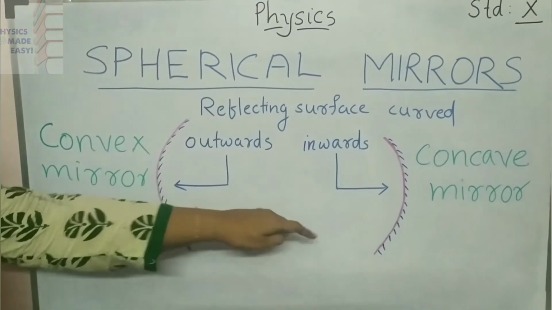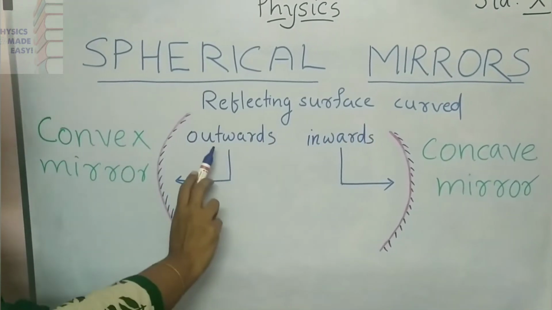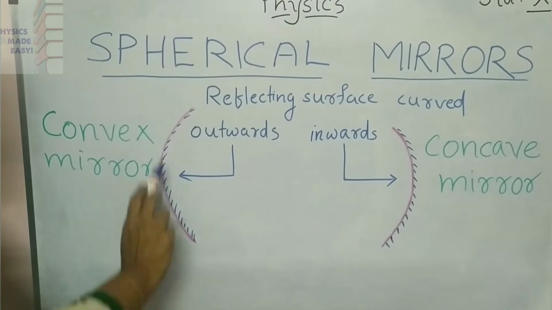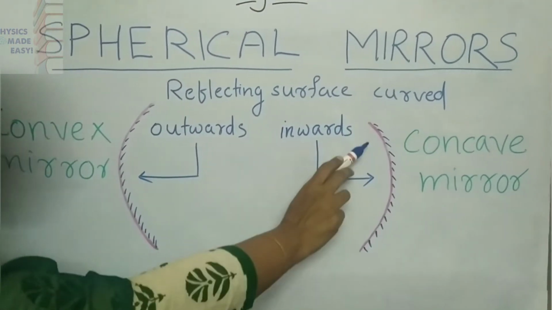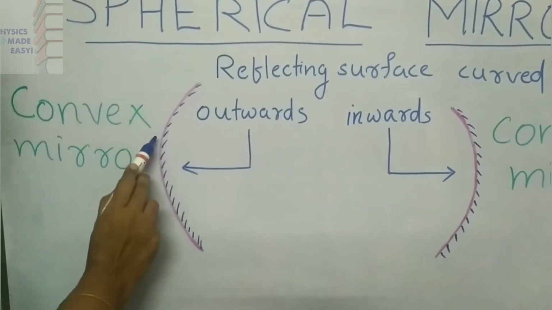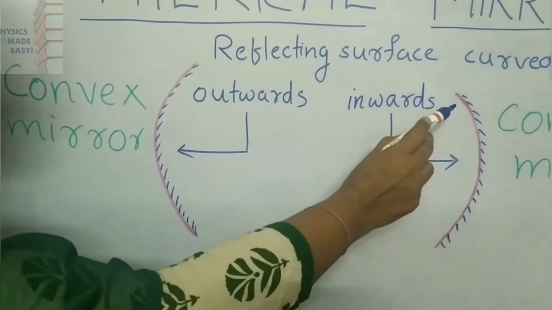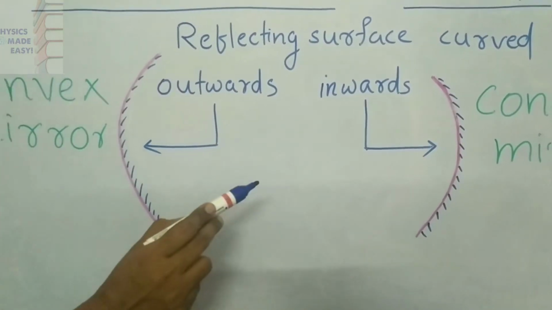Here you can see two types of mirrors. Here it is written as reflecting surface curved outwards. Here the reflecting surface is curved outwards, and in this case the reflecting surface is curved inwards. Highly polished surface is curved outwards. In this case highly polished surface is curved inwards. You can see that here.